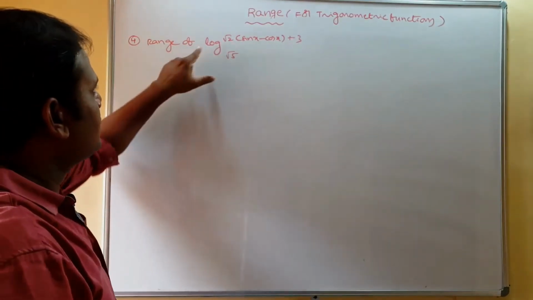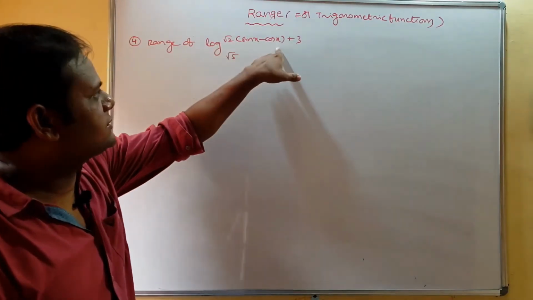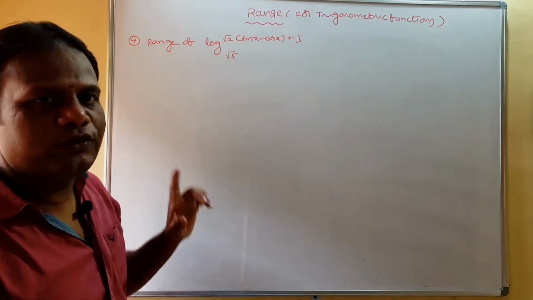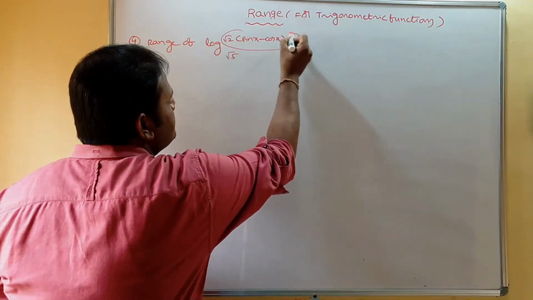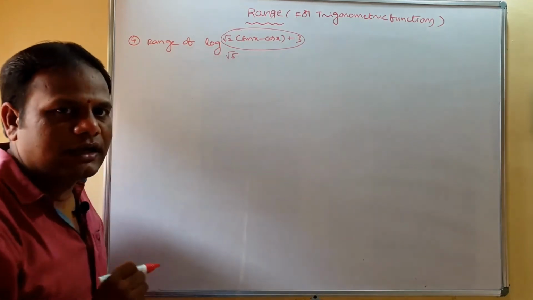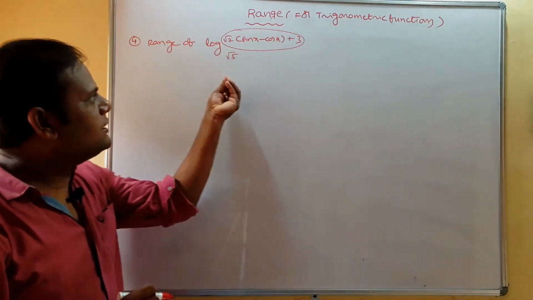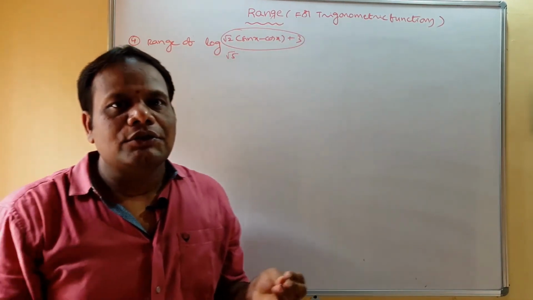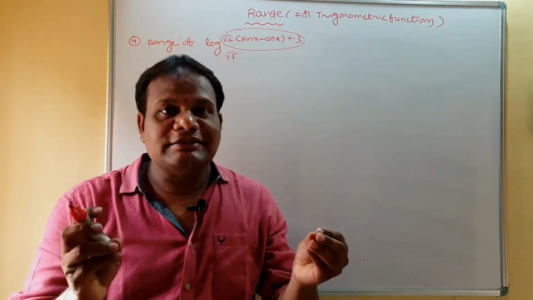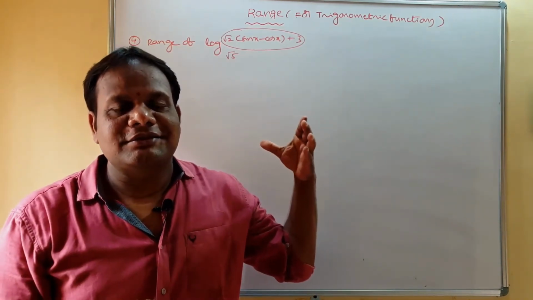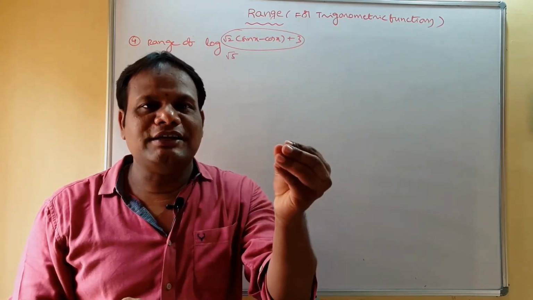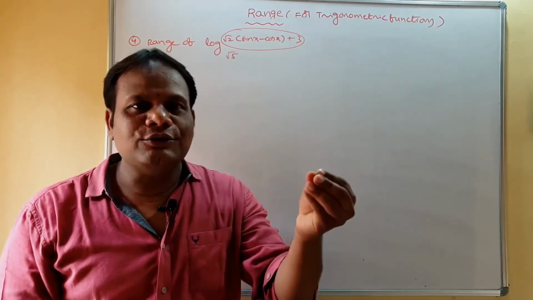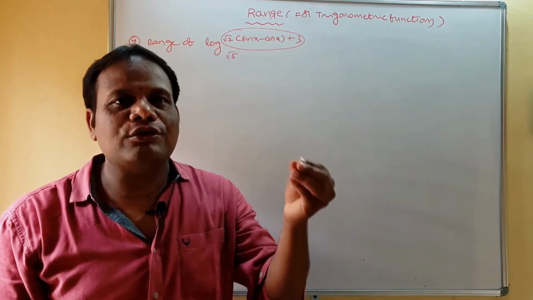Is it clear? We have to find the range of log base root 5 of root 2 into sin x minus cos x plus 3. See here, first we find all these values and then we think about the logarithm function. Already I have done one video on how to find the range of logarithm functions. Once you go through that video, I give that link in the description, you can get more clarity.